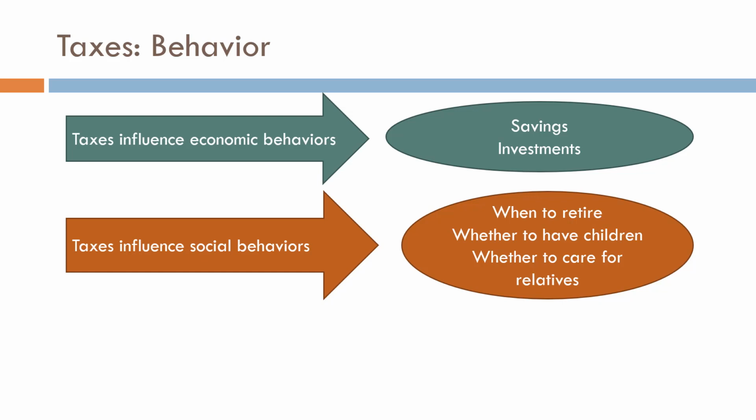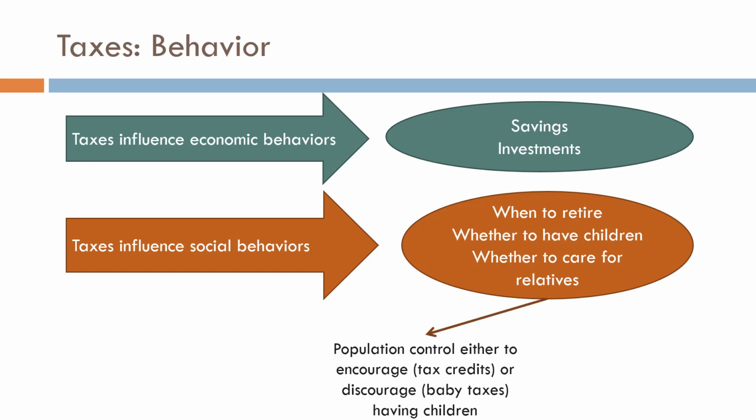So I'm going to use the examples that are in the book. For example, taxes can control populations in terms of controlling population growth. So either to encourage having babies, so getting tax credits for children, or discouraging having children by having baby taxes, so that if you have a baby, you get taxed X amount per your income, for example.